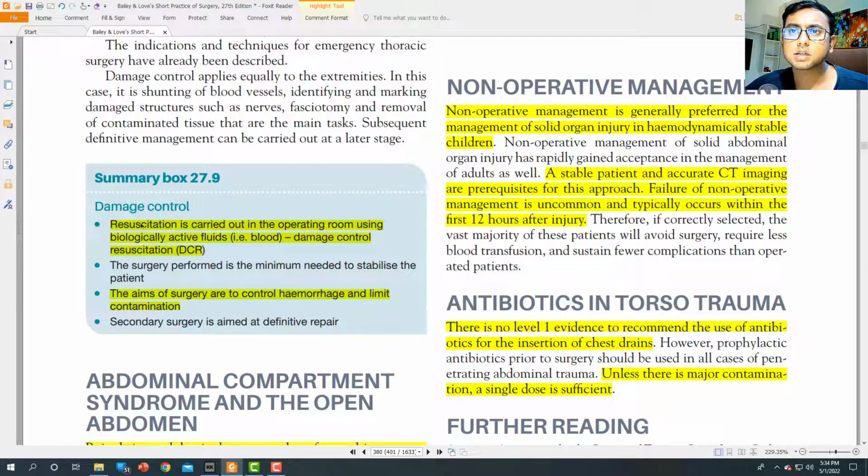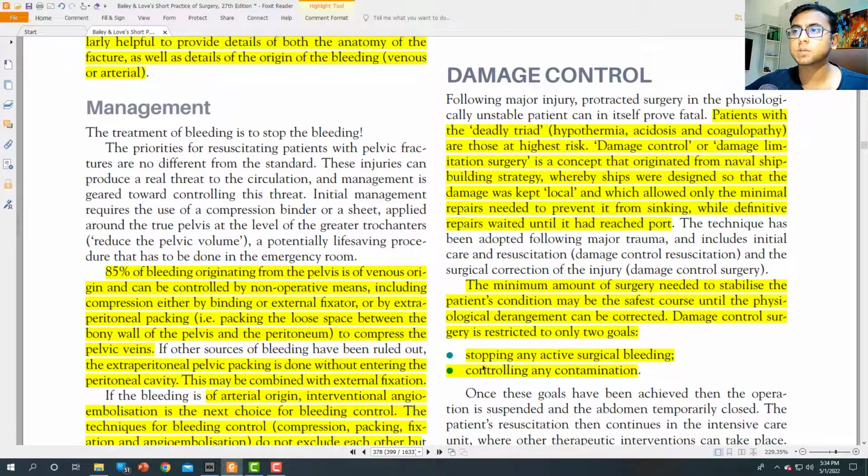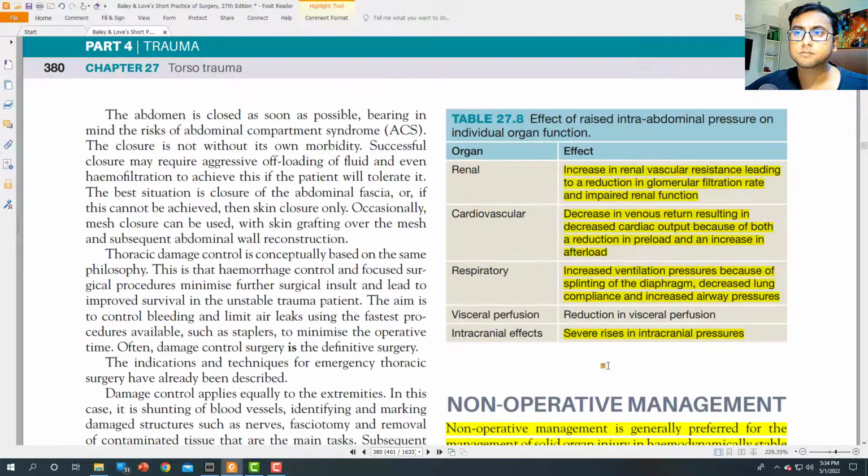Damage control surgery is carried out in the operating room using biologically active fluid like blood. In damage control, the maximum fluid resuscitation is done with blood, and the surgery performed is the minimum needed to stabilize the patient. The aims of surgery are to control hemorrhage and limit the contamination, as I already said. Here, stopping the active bleeding and controlling the contamination.